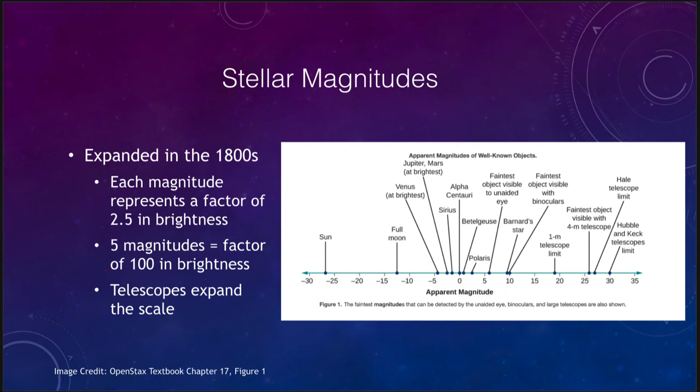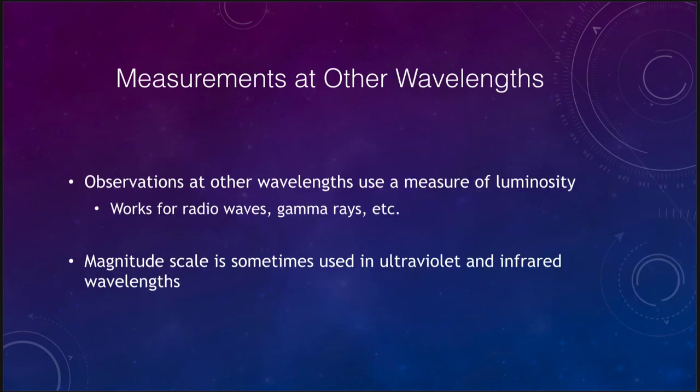So how about other wavelengths? How else can we measure these? Typically, other wavelengths, radio waves and gamma rays, use luminosity instead of magnitudes. The magnitude scale is used for ultraviolet and infrared wavelengths in some cases, especially when those are very close to visible. Radio astronomers, gamma ray astronomers, and X-ray astronomers do not convert things to magnitudes, but instead use measures of luminosity, or at least of apparent luminosity, how bright the objects appear to be from the Earth.